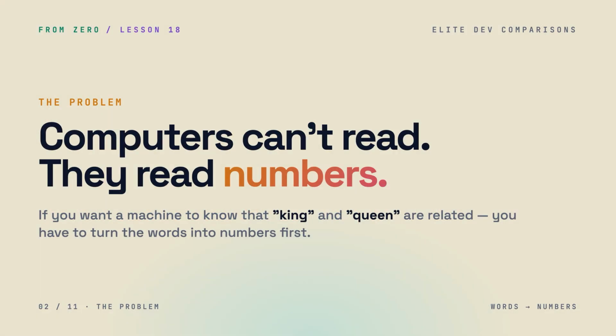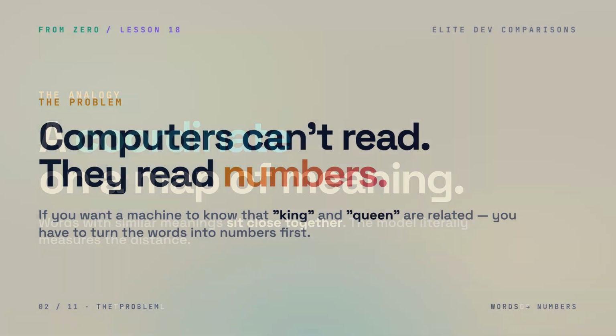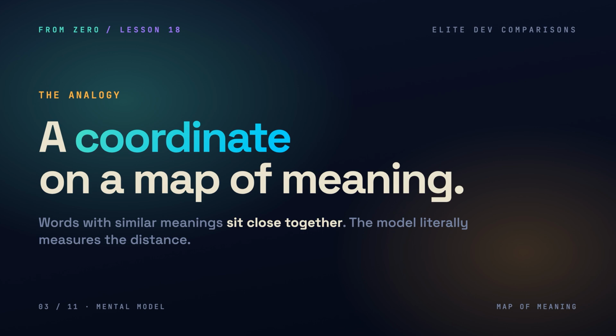First, the problem. Computers cannot read. They read numbers. If you want a machine to know that king and queen are related, you have to turn them into numbers. Easiest way to think about it, an embedding is a coordinate on a map of meaning. Words with similar meanings sit close together. The model literally measures the distance.